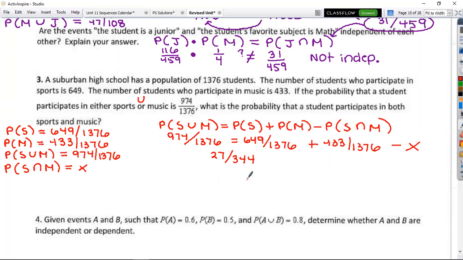All right, does this one continue? Nope, that's it on that one. And that's your final answer. So that would be the probability of S and M.